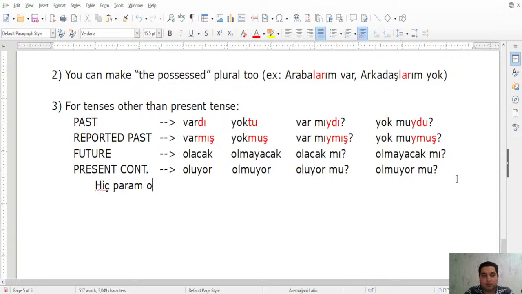Hiç param olmuyor, which means I'm not having money at all. So don't consider it the best translation, but that's what it is. Hiç param olmuyor. I'm not having money at all. So you see the possessive structure, and then instead of var, we have the verb to be used in the present continuous tense. Olmuyor, and of course it's negative, right? Oluyor, olmuyor.